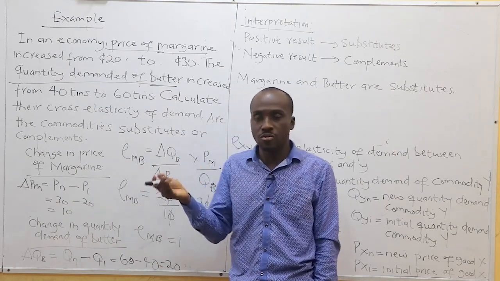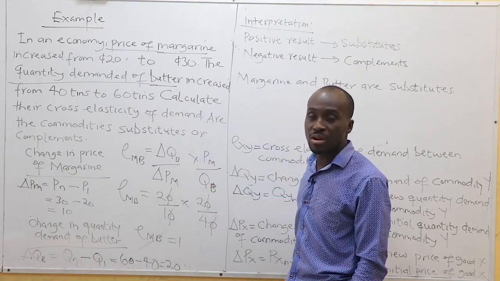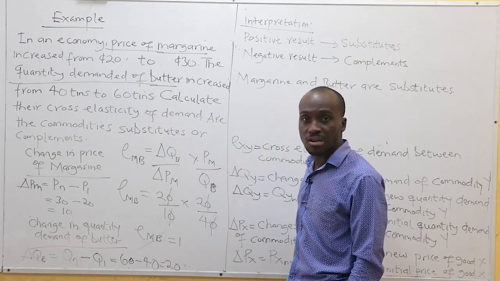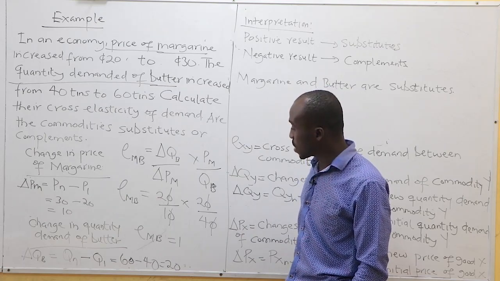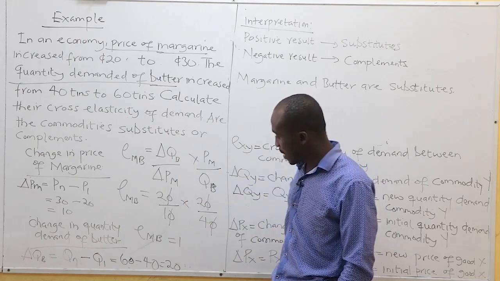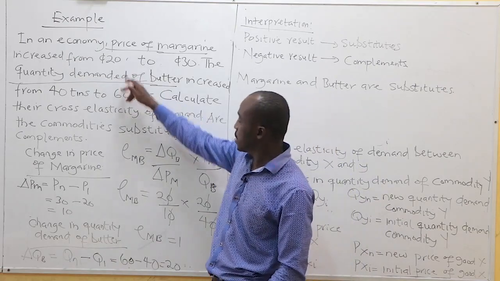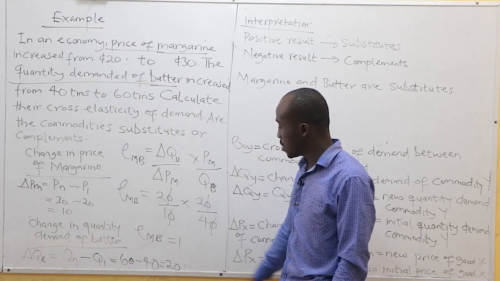It can be anything else, right? Times the initial price of margarine, divided by the initial quantity of butter, right? So if you put it there, the change in quantity is 20, the change in price is 10, the initial price is 20, the initial quantity is 40. So when you put it together, you're going to get 1, right?